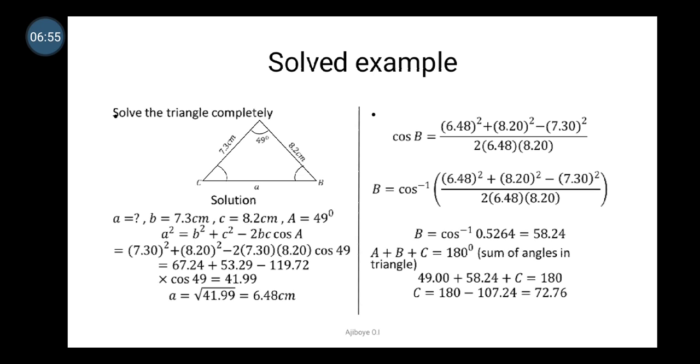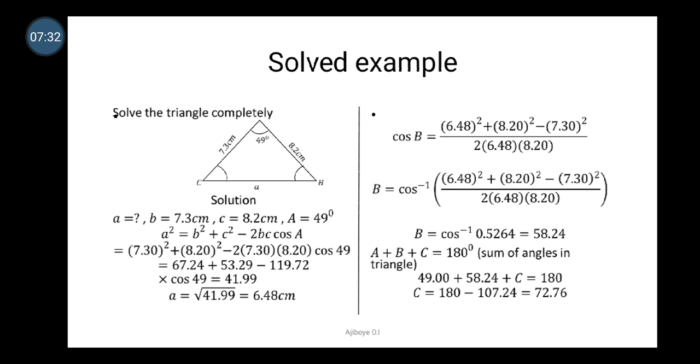When we do this arithmetic, when we square and then multiply, we have 67.24 plus 53.29 minus 119.72, then times cos 49. That will give us 41.99. Now that is A squared. A squared is 41.99. So to find our A, we take the square root of both sides. Therefore our A will be the square root of 41.99, which will give us 6.48 centimeters. So we have gotten side A.